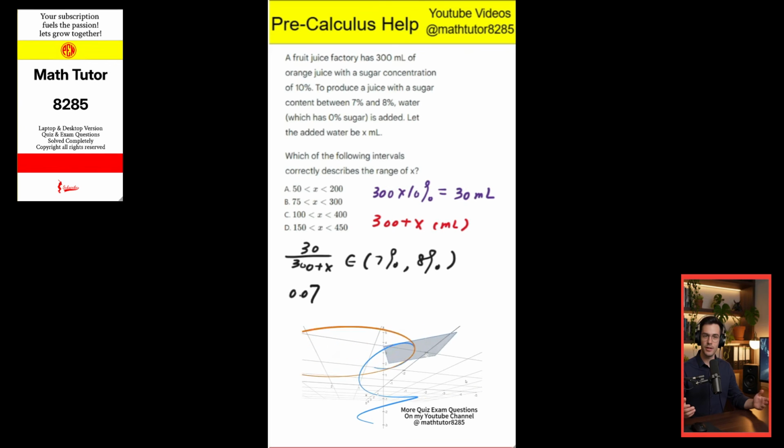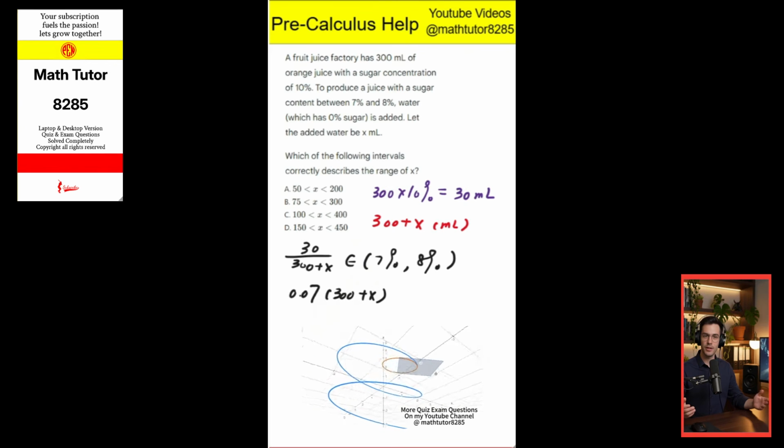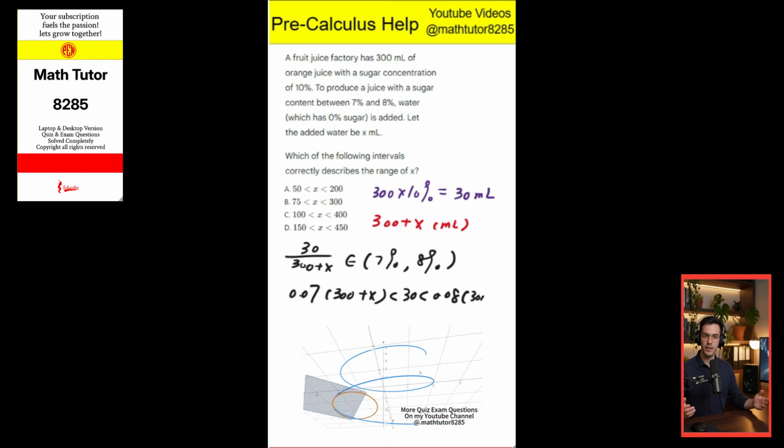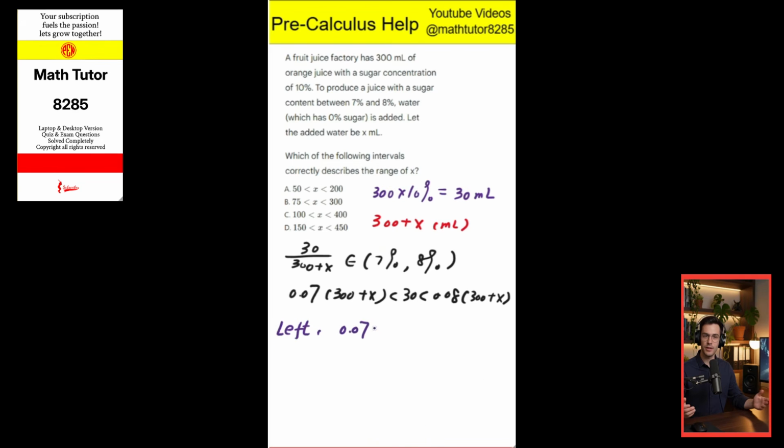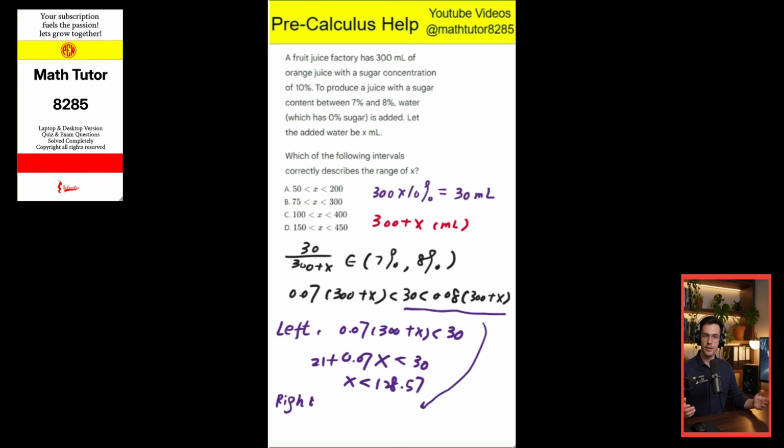So we set up the inequality. 0.07 times the total 300 plus x is less than 30, and at the same time 30 is less than 0.08 times the total 300 plus x. Next step, we solve the two parts separately. For the left inequality, 0.07 times 300 plus x is less than 30. This becomes 21 plus 0.07 times x is less than 30, which means x is less than about 129. For the right inequality, 30 is less than 0.08 times 300 plus x.